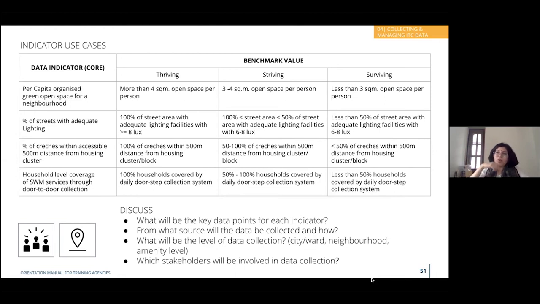Where will the neighborhood population come from? Ward level? But we are doing it at the neighborhood level, right? So how do we identify the population at the neighborhood level? Census will not give you population at a neighborhood level. It will give you at the ward level. Any ideas on that?